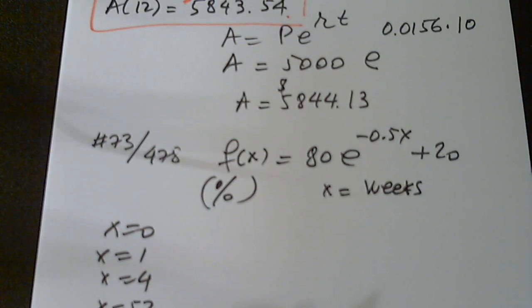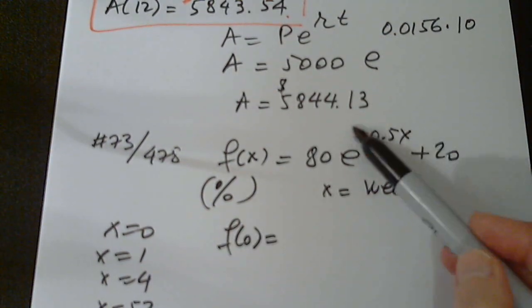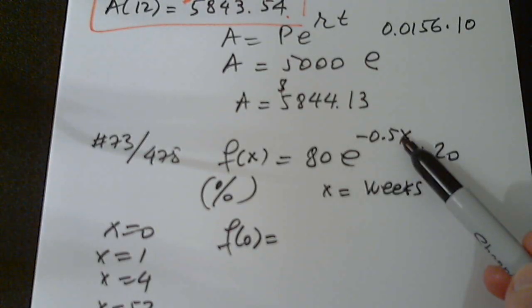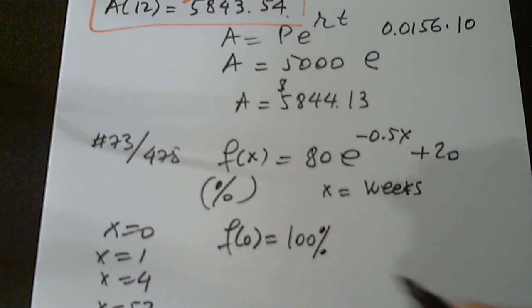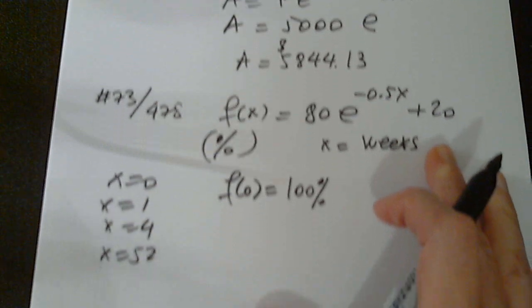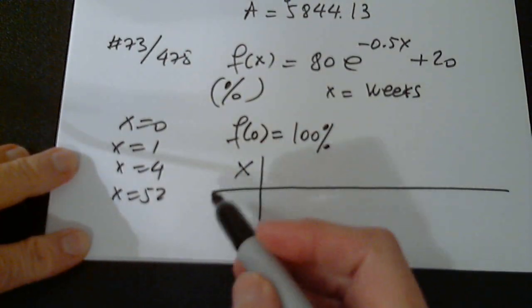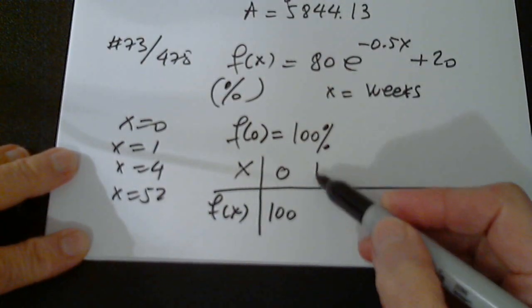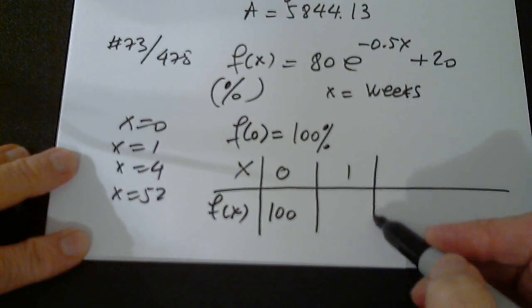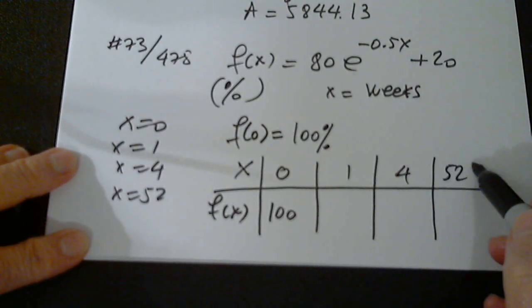For 0, f of 0, very easy. If this is 0, e to 0 is 1. 80 plus 20, 100%. The best approach is always to put all the information in a table. So for 0, we got 100%. Let's see what we get for 1, for 4, and for 52.